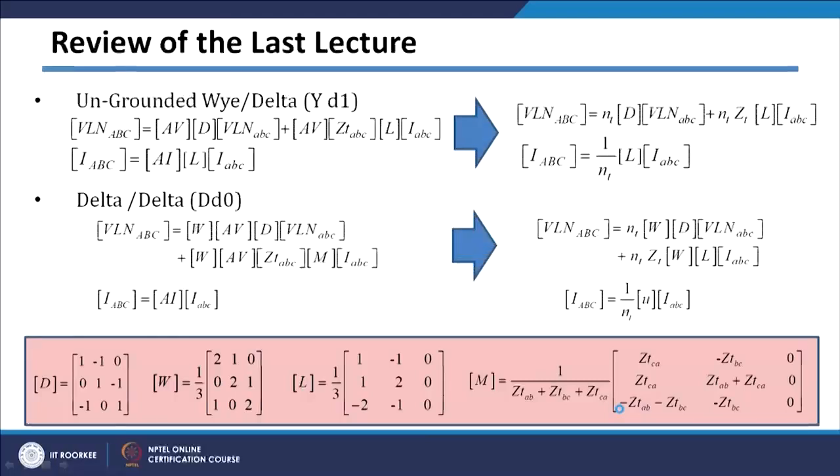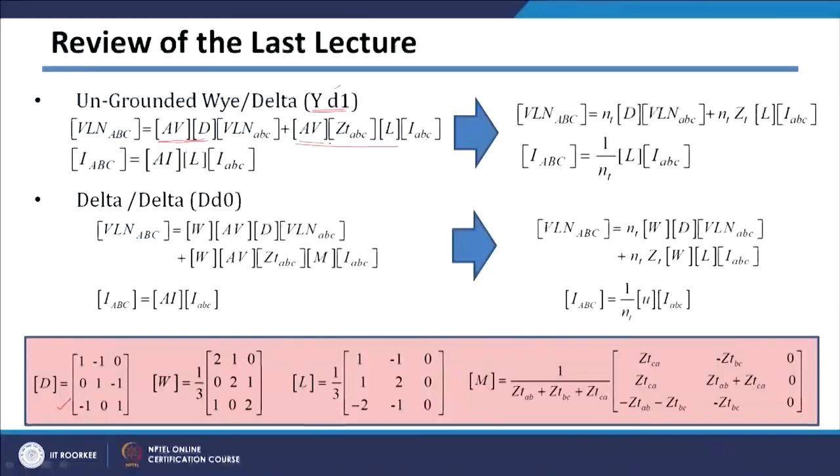In the last lecture we derived for 2 different transformers, the first being the ungrounded Y by delta connection. This particular vector group is Y, D and 1, and for that connection you have got the A parameter, which is AV multiplied by D, where this D matrix is given by this one, which basically converts your line to neutral voltages to line voltages. Then your B parameter is AV multiplied by ZT ABC multiplied by L, and your D matrix is AI multiplied by L.